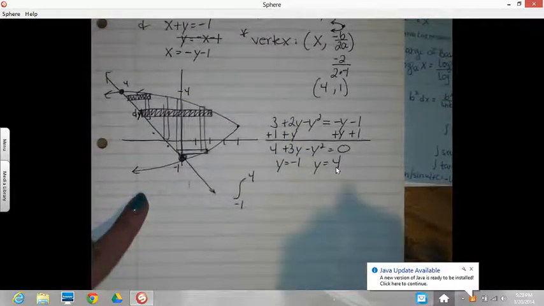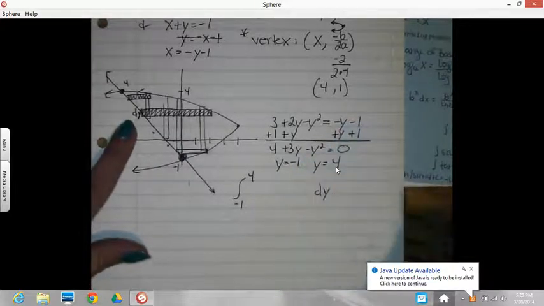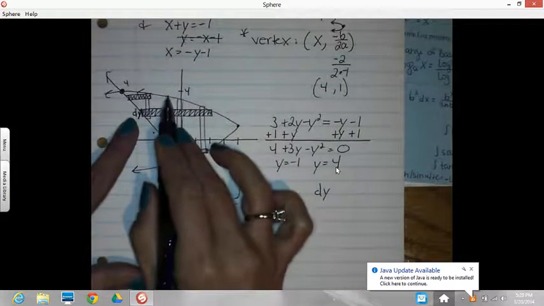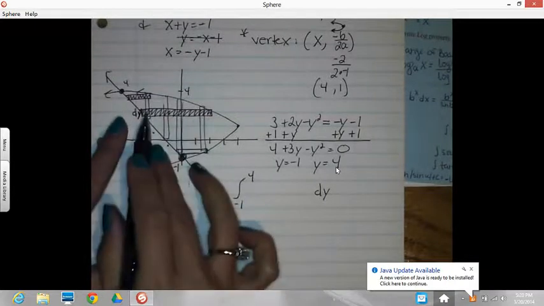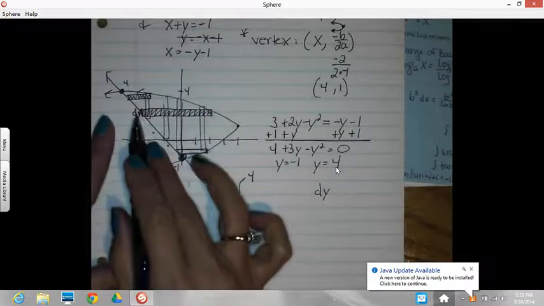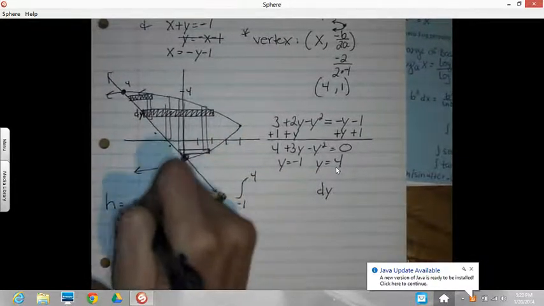The height of my rectangle, okay, yesterday we were doing top equation minus bottom equation, but I don't have that situation. I've got them laying down. So this time the height is right function minus left function. So height is going to be right minus left when they're laying down or in the horizontal position.